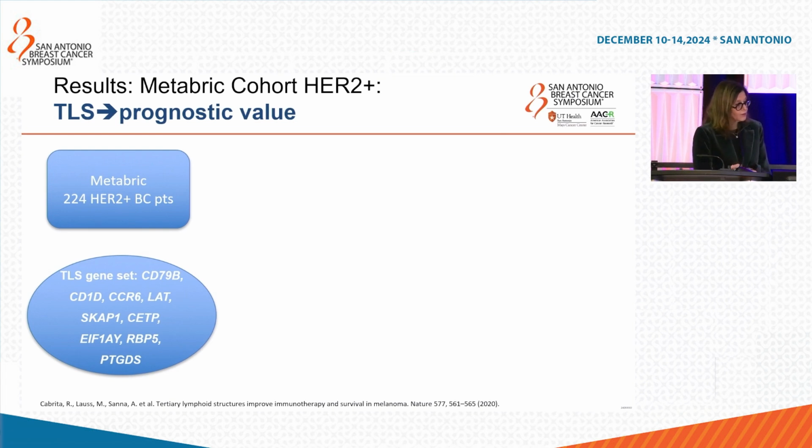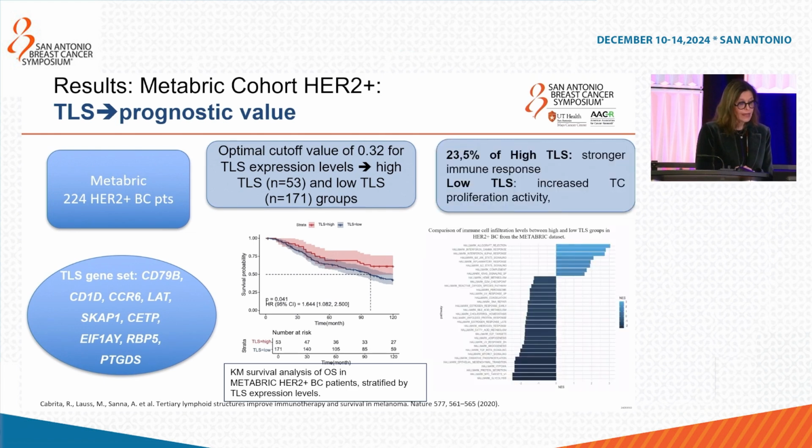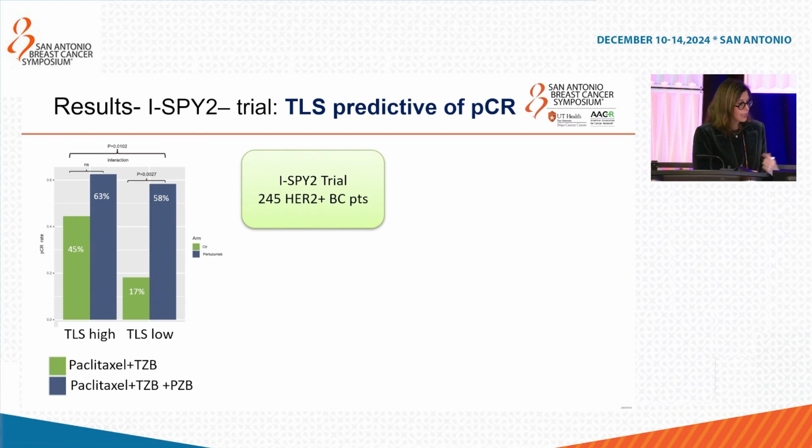So in the METABRIC cohort, they used a 9-gene TLS gene set. They confirmed the prognostic value of the TLS in this HER2-positive population. They had 23% TLS-high in the METABRIC with a stronger immune response on CIBERSORT, and the low TLS population had an increased proliferation activity. In the I-SPY2 trial, TLS were highly predictive of PCR.